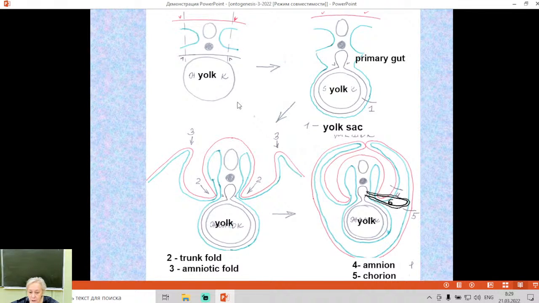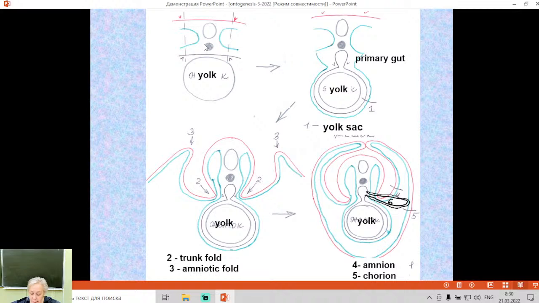On this slide, you can see the process of formation of extraembryonic organs. But consider more carefully. Here is the embryo of a chicken, for example, and the yolk. I draw the embryo of the chicken big and the yolk small. In nature, the yolk will be big and the embryo small.